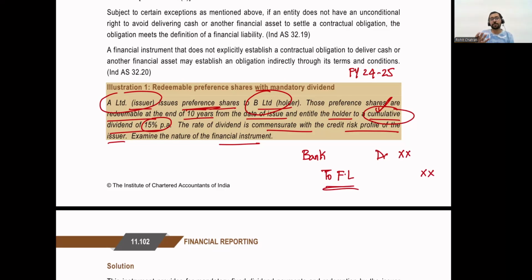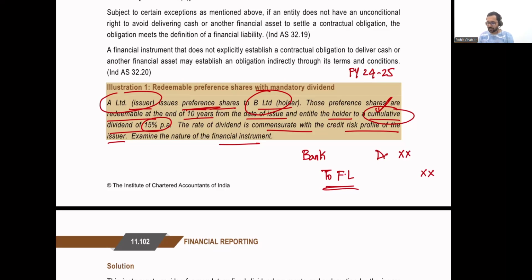As per the Companies Act, preference shares might be regarded as share capital. That does not matter. Although, as per the Companies Act, preference shares are regarded as share capital, you cannot show these preference shares as part of equity or shareholders' funds. This will be classified as a financial liability only.